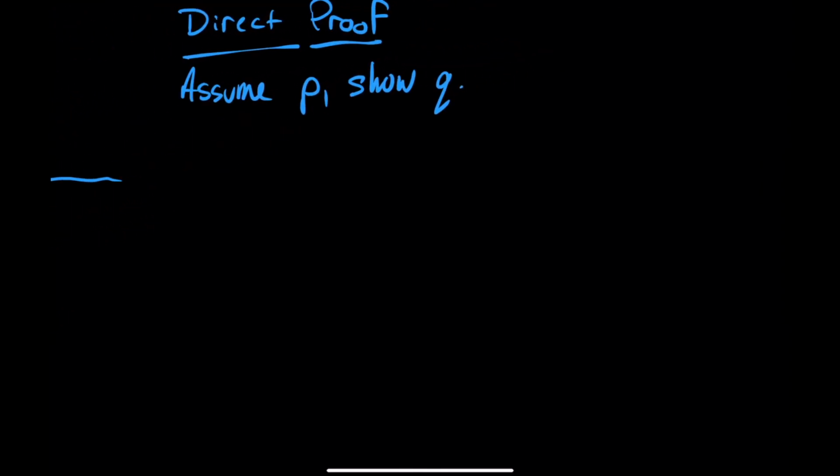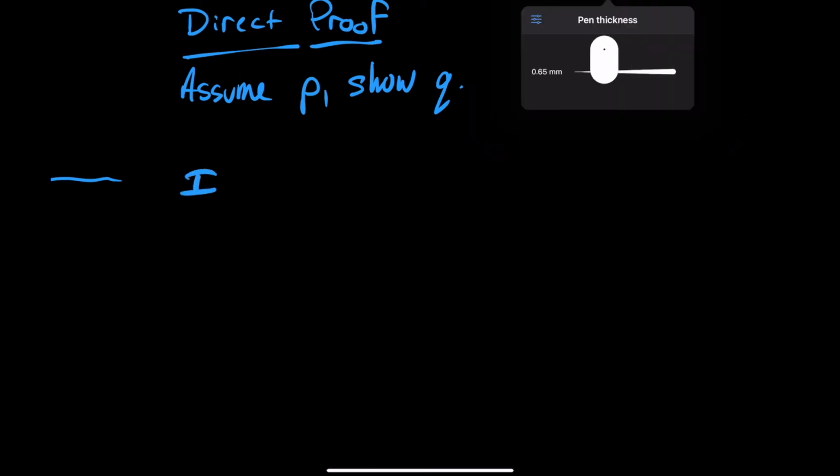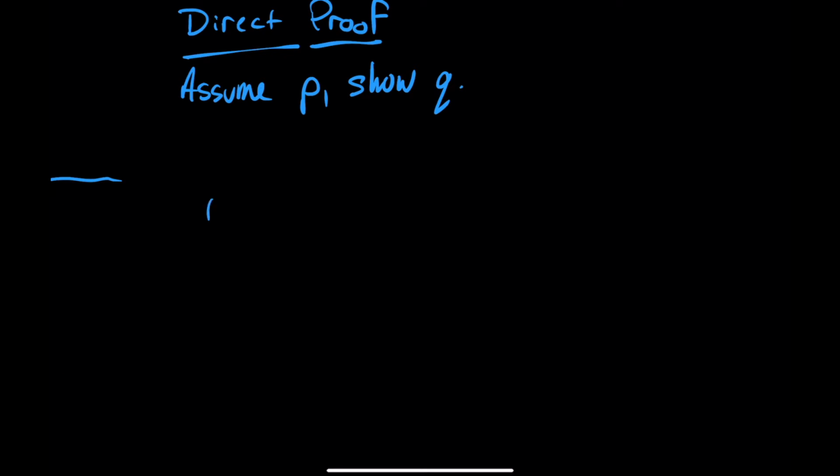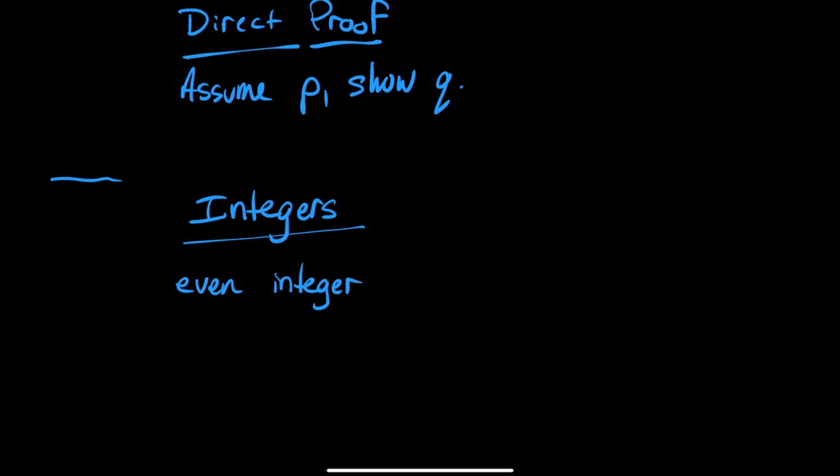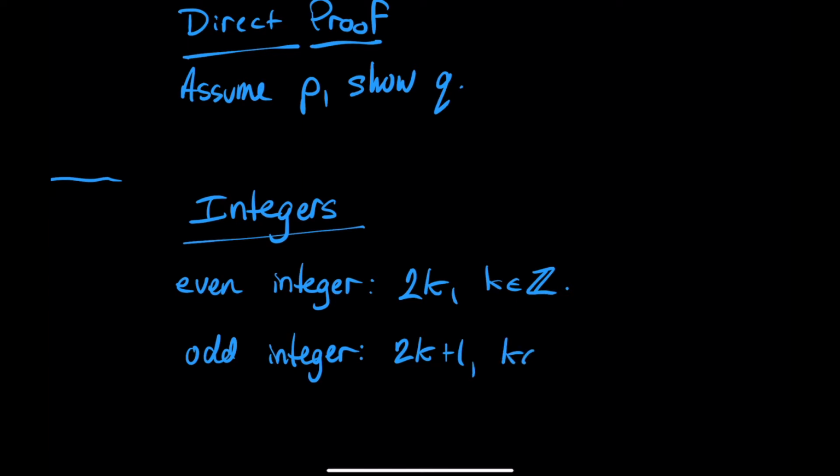And so we focus a lot on the integers, which are partitioned by both even and odd integers, remember. So if we have an even integer, we know that we can write any even integer, a general even integer, as 2 times k, where k is also an integer. And any odd integer as 2 times k plus 1, where k is also an integer.